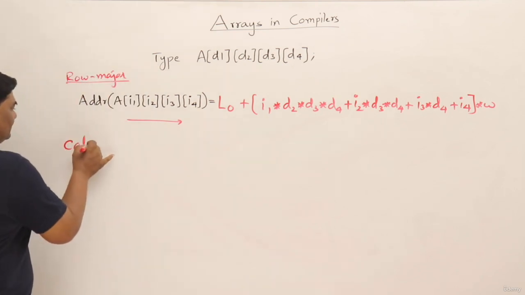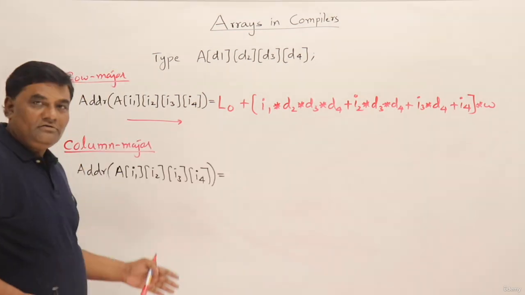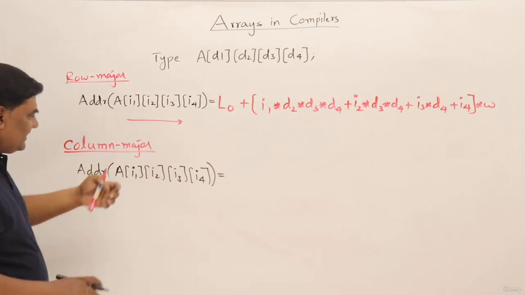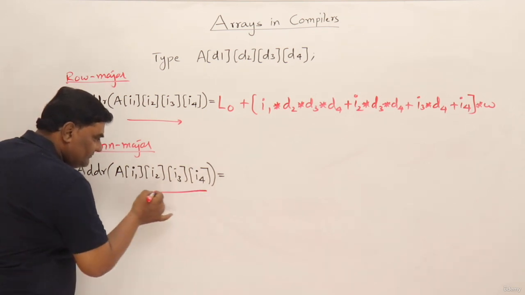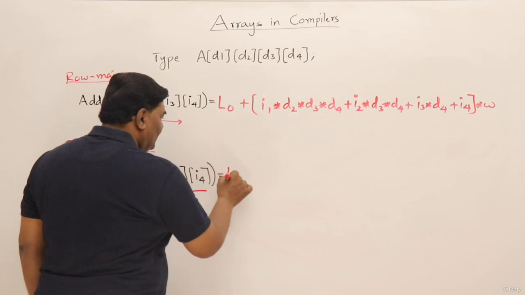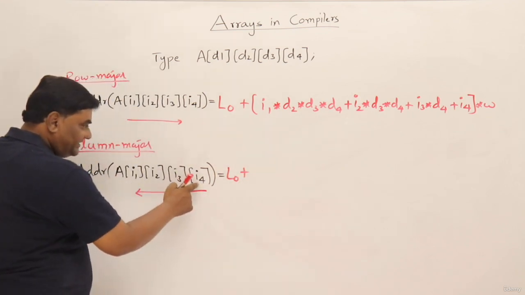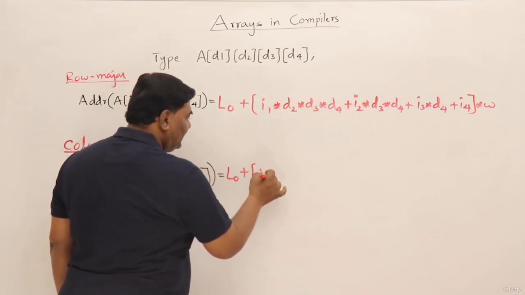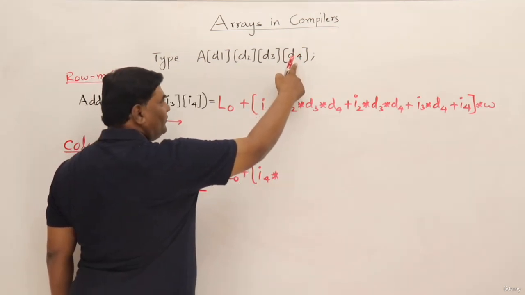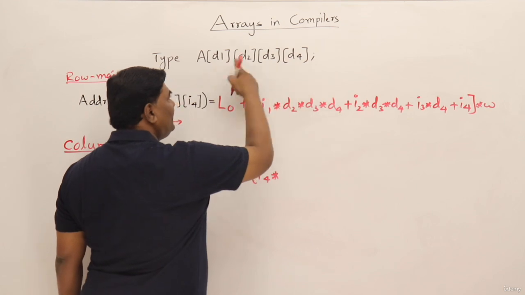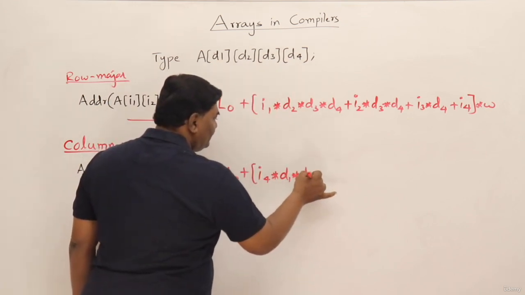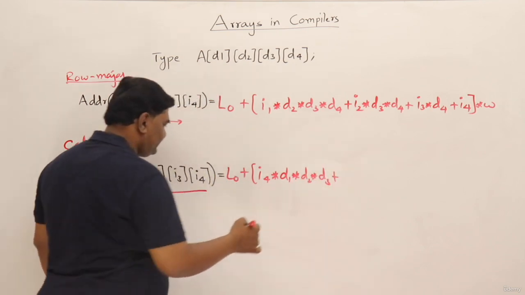Column measure formula, address of. For row measure we go from left to right, and for column measure we go from right to left. So let us prepare the formula. L0 plus, the first one is index 4, so I4 multiplied by, see, this is dimension 4, so take all those dimensions before dimension 4. So D1, D2, D3. D1 into D2 into D3, plus.